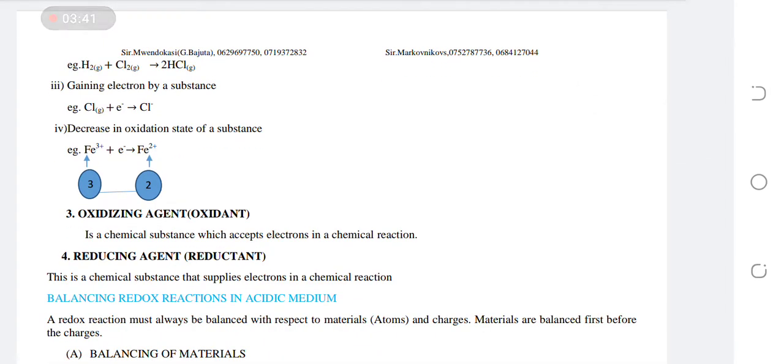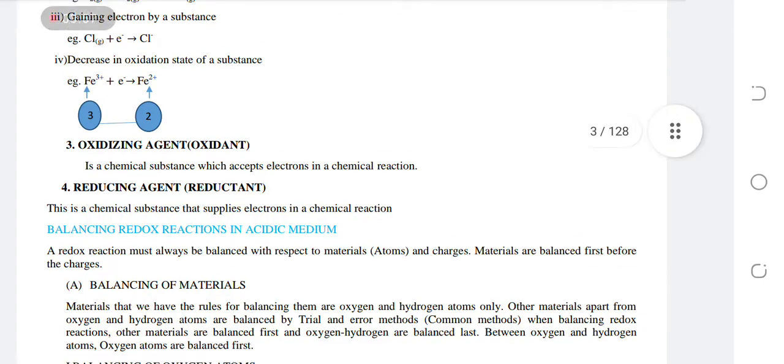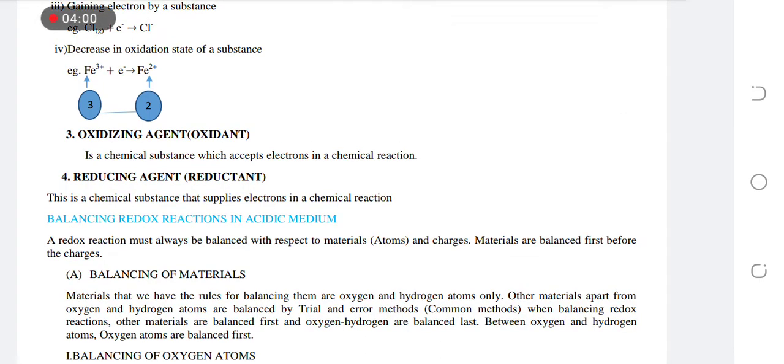Another meaning is gaining of electron by a substance. For example, chlorine, after adding an electron, which is electron affinity, gives chloride ions. That is a reduction reaction, and it is another meaning, gaining of electron by a substance. Another, decrease in oxidation state of a substance. As you see, iron was reduced from iron 3 to iron 2 in oxidation state. So that is another meaning of reduction.